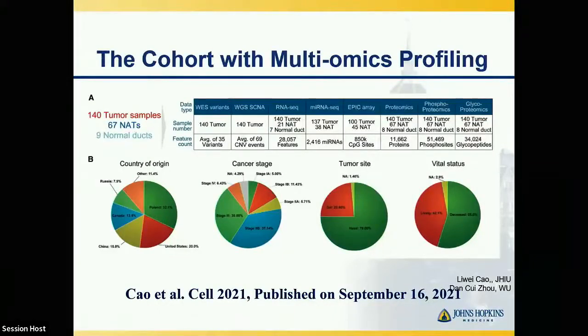The proteogenomic analysis of the PDAC cohort comprised 140 tumor samples, 67 normal adjacent tissues, and 9 normal ductal tissues. A set of omics data, including whole exome sequencing, whole genome sequencing, RNA-seq, microRNA-seq, DNA methylation, proteomics, phosphoproteomics, and glycoproteomics are generated. Proteomics, phosphoproteomics, and glycoproteomics analysis is mainly carried out by Li Wei Cao from Johns Hopkins, with identification of over 11,000 proteins, 51,000 phosphosites, and over 31,000 glycopeptides.